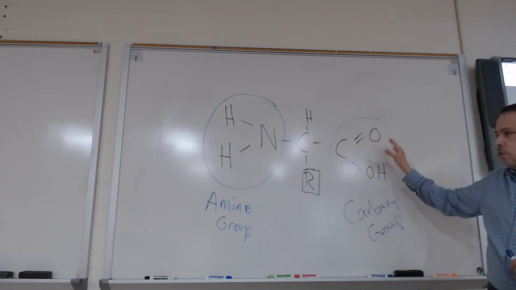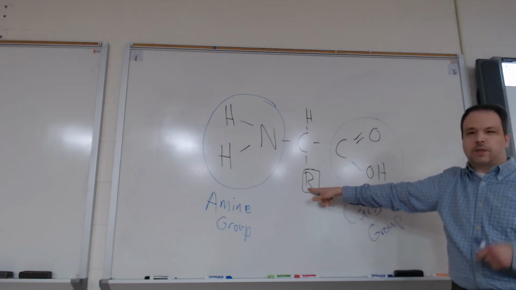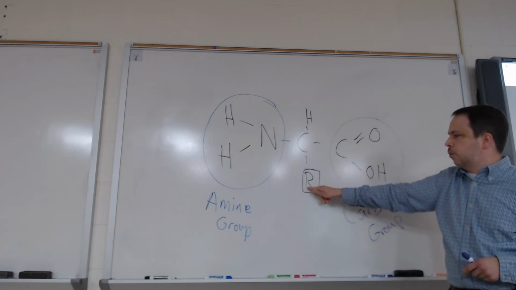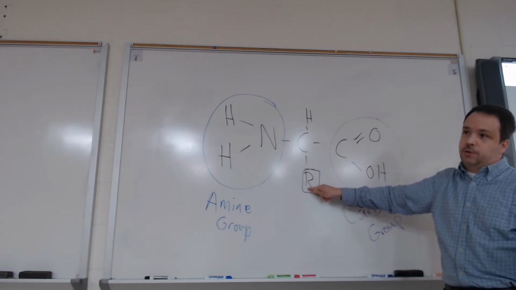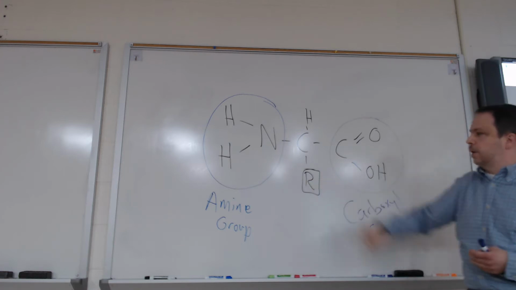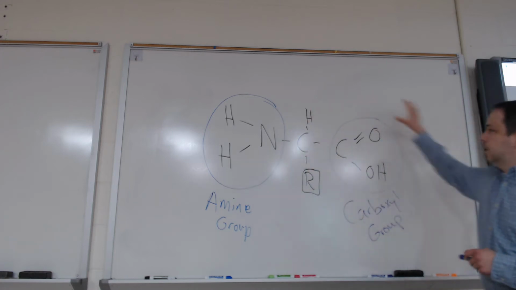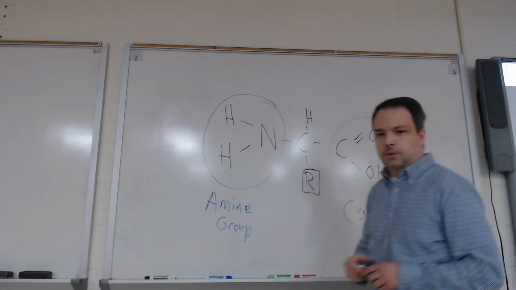The only difference, of course, is down here where the radical is. That's why you put the R there. It's kind of like X with algebra. You're trying to solve to find it. Here, depending on what the amino acid is, this will be a different atom or different compound down here on that portion of the molecule. But the whole thing is an amino acid. This whole thing is an amino acid. All right.